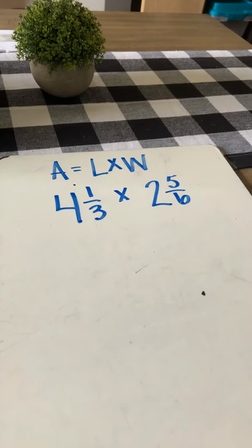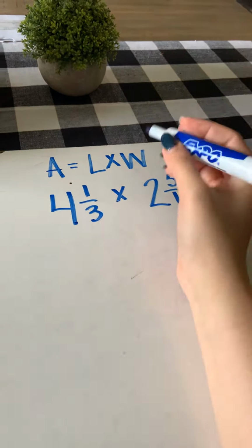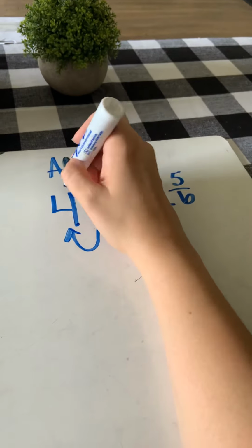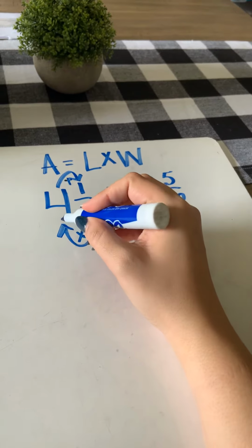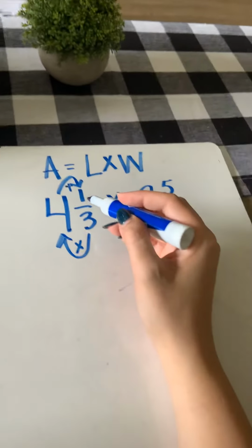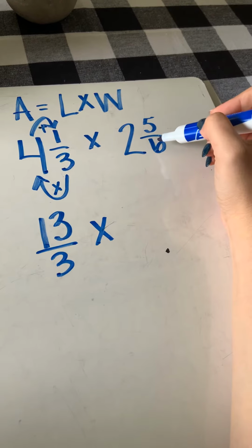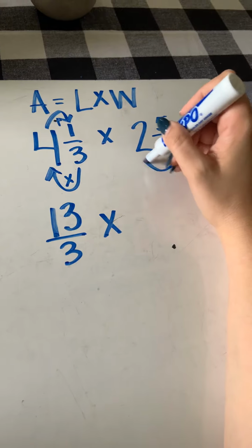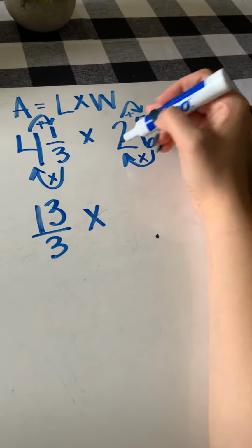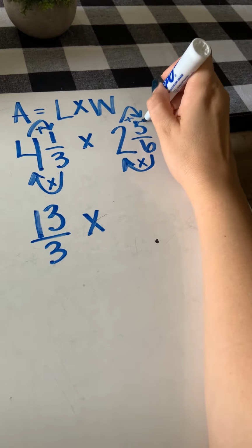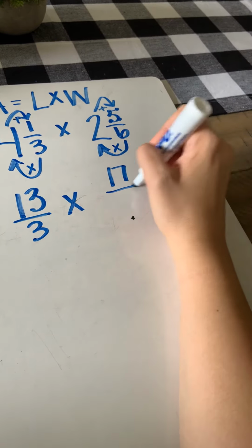Okay, so first thing you guys want to do is we want to make these mixed numbers improper fractions. So remember, in order to do that, we multiply, then add. So we're going to multiply first, and then we're going to add. So 3 times 4 is 12, plus 1 is 13. So this becomes 13 over 3 times, we're going to do 6 times 2, and then add the 5. So we're going to multiply. 6 times 2 is 12, plus 5 is 17. So that's going to be 17 over 6.